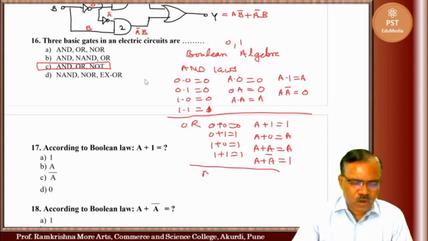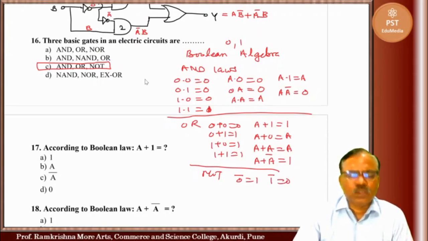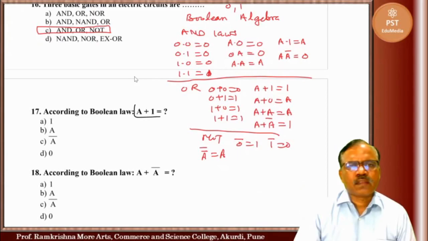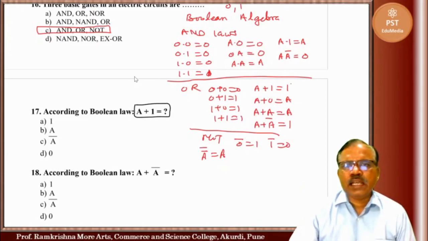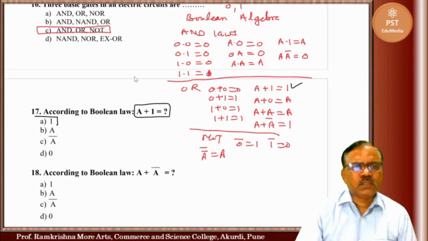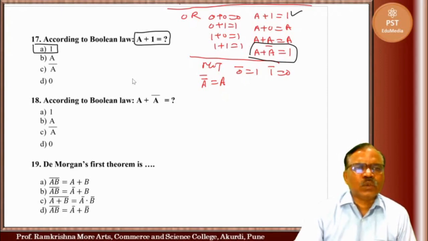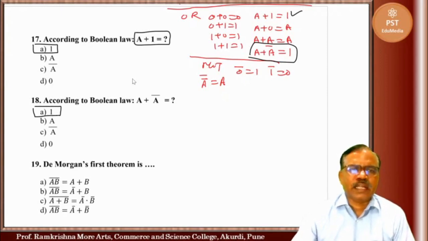And we have here NOT laws. 0 bar is equal to 1 and 1 bar is equal to 0. So A bar bar will be equal to A. So these are some laws. So here, A plus 1. We have seen here A plus 1 is 1. So this first one is correct. Now according to Boolean law, A plus A bar, this one, this is also 1. So this first one is correct.